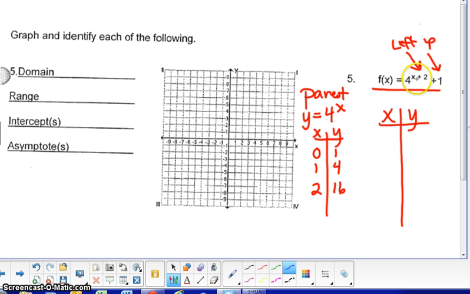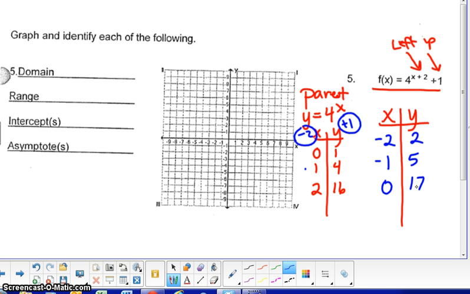Okay, now I'm going to use those exact same values, but for the shift, we're going to go ahead and subtract 2 from all of those x values, and we're going to add 1 to the y values. Remember, we always have to do the opposite of what the x is telling us in the original equation. So our x values would be -2, -1, and 0. Now for the y values, 1 plus 1 is 2, 4 plus 1 is 5, and 16 plus 1 is 17.